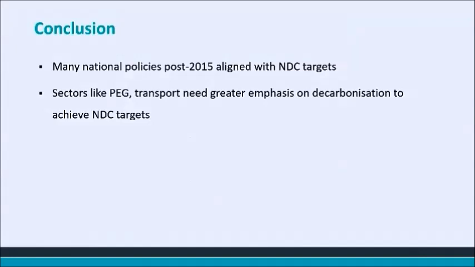One, there are many policies at the national level post 2015 that are aligned with our NDC targets, which could significantly alter how our emissions look in the future. And two, sectors like PEG and transport need to be focused on and decarbonized in order for us to be able to achieve our NDC targets.